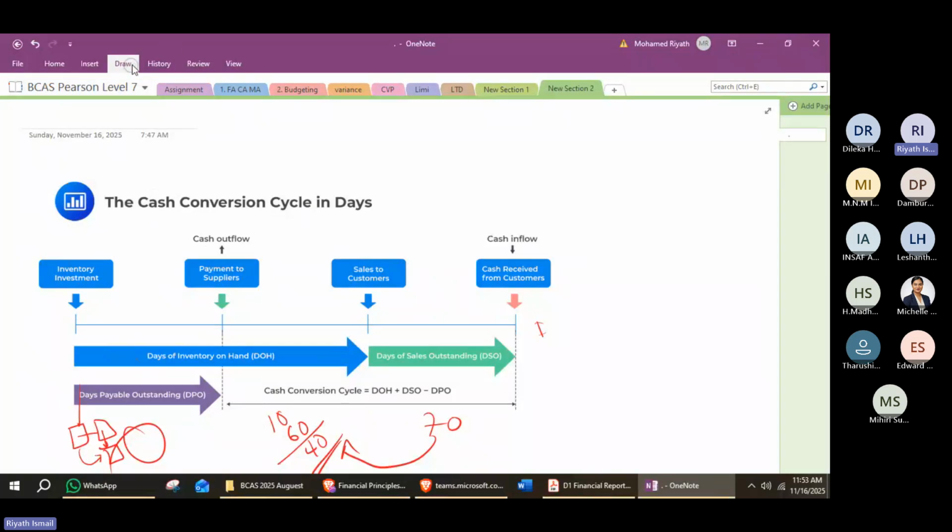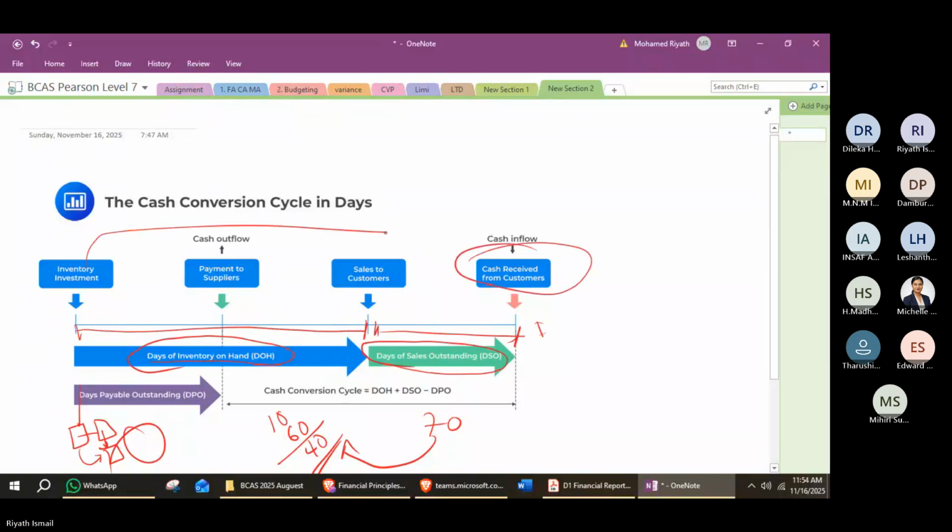Right, you can see from this picture. The inventory turnover period, into inventory period, up to here. This is the collection period. Days of inventory on hand and days of sales outstanding, the cash receivable, cash flow, right? So these two, if you shorten the inventory holding period and if you shorten the collection period, you can reduce the cash conversion cycle period.